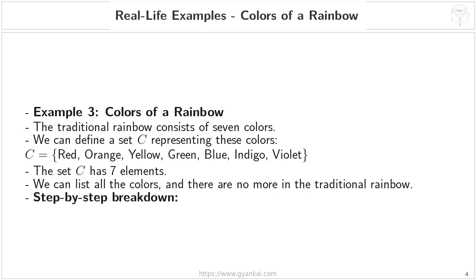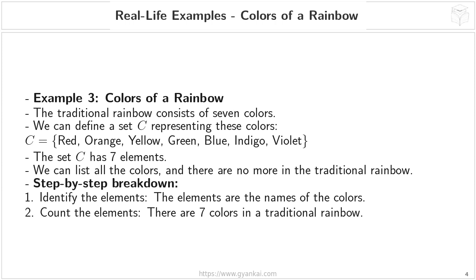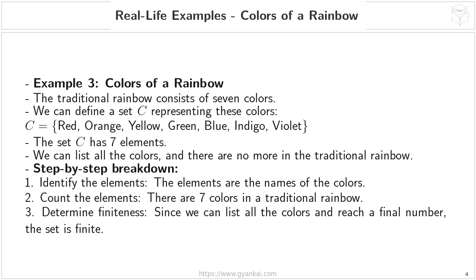Let's break this down step by step, just like we did with the previous examples. First, we identify the elements. In this case, the elements are simply the names of the colors that make up the rainbow. Second, we count the elements. As we already established, there are 7 colors, so there are 7 elements in the set. Finally, we determine finiteness. Because we were able to list all the elements and arrive at a final number, 7, we can confidently say that this set is finite.